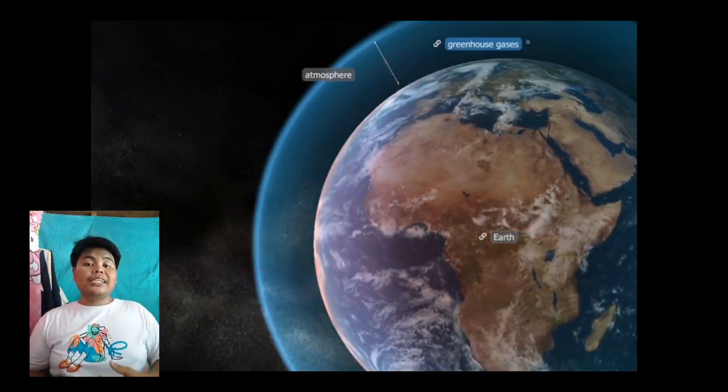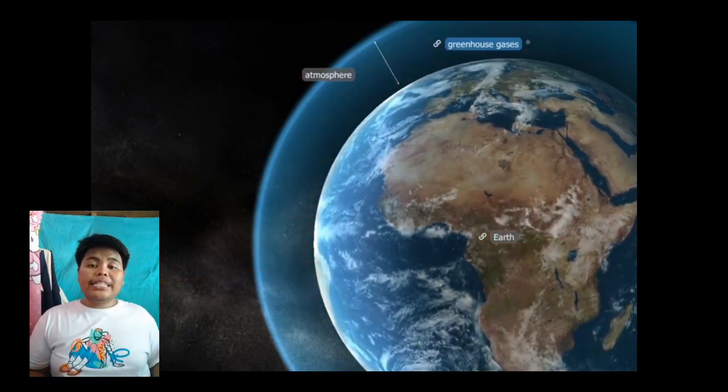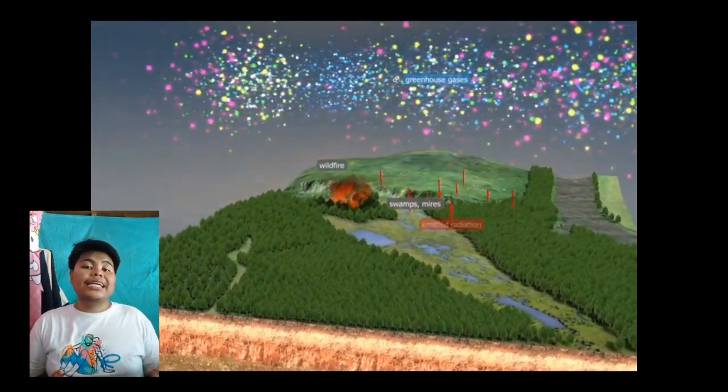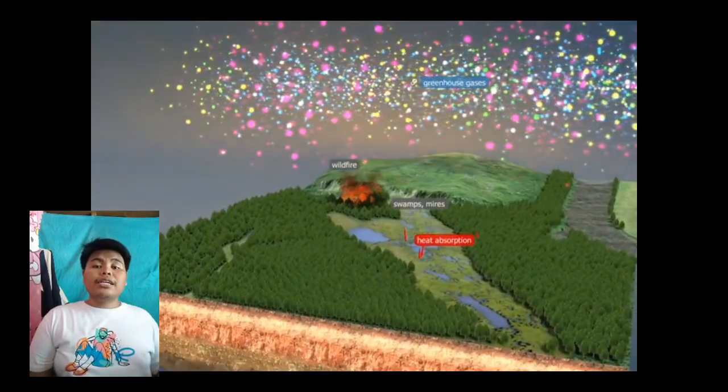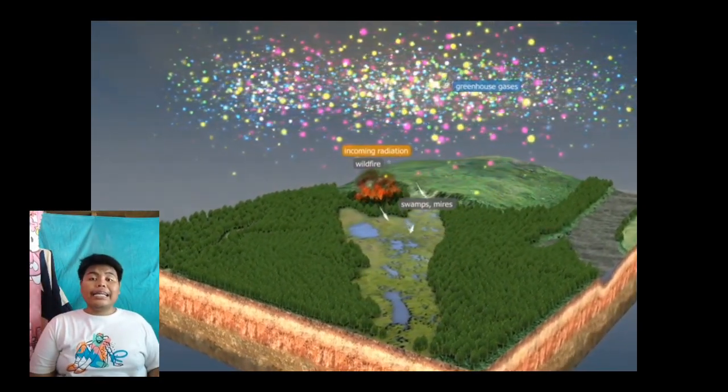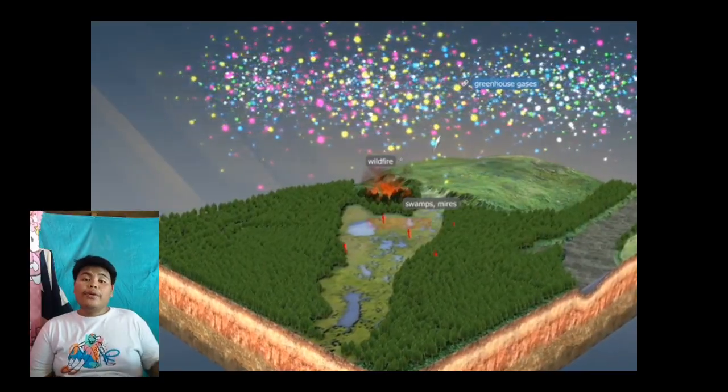Therefore, the Earth warms up and radiates the heat back into the atmosphere. This low-energy thermal radiation consists of long wavelengths and heats the air. The greenhouse gases trap the radiated heat from the Earth's surface, so the sunlight is first absorbed and then re-radiated.